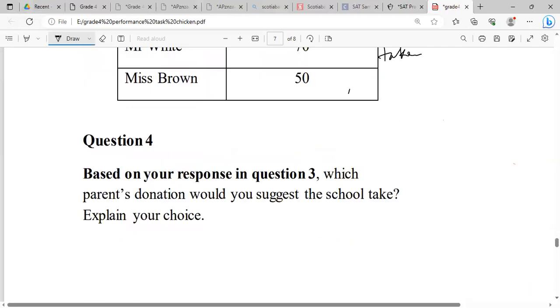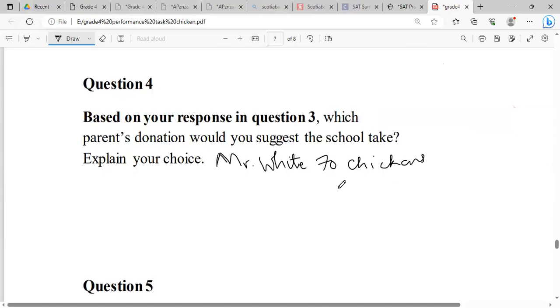So, we're going to take Mr. White, 70 chickens. All right, so that was question 4, and basically I explained already. Basically, it's the closest to 80, the maximum.